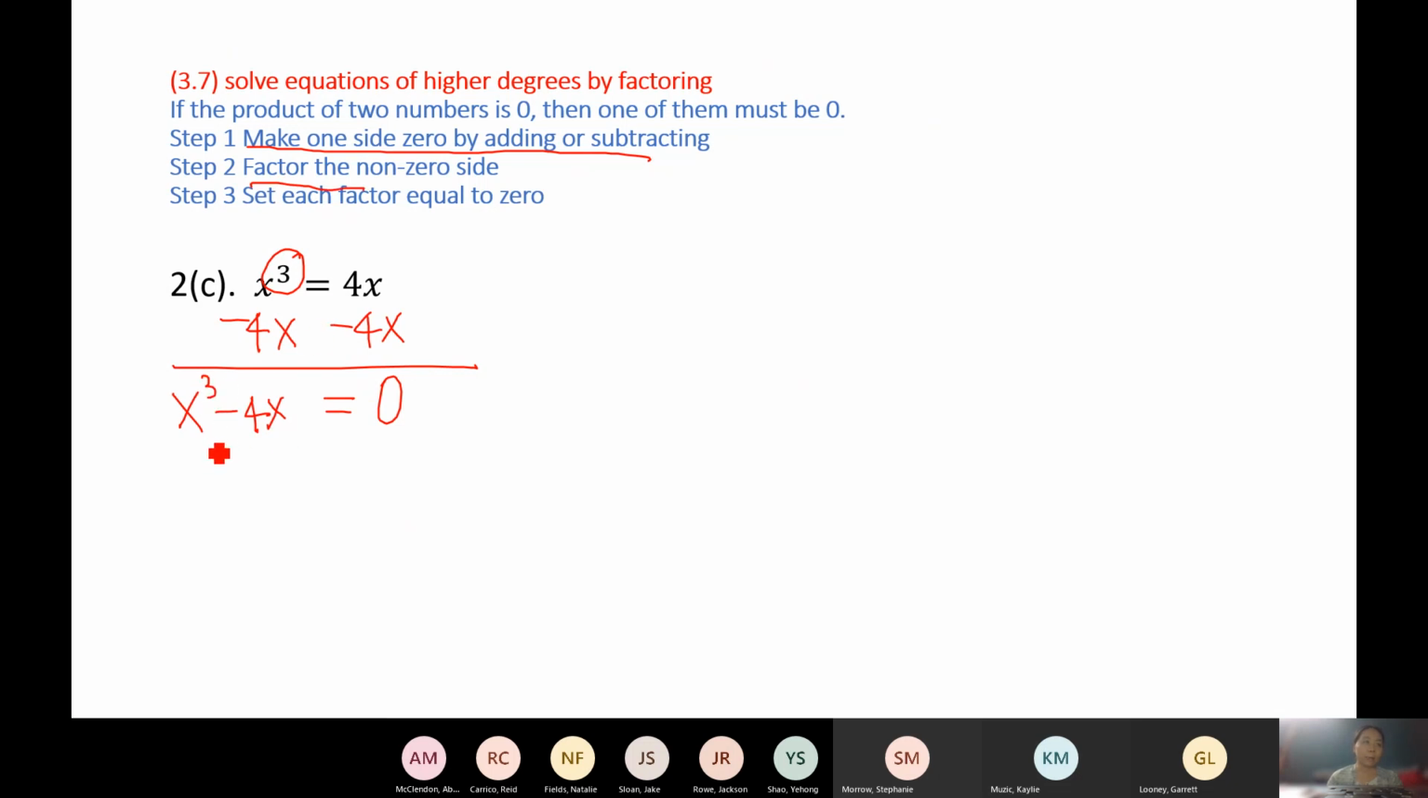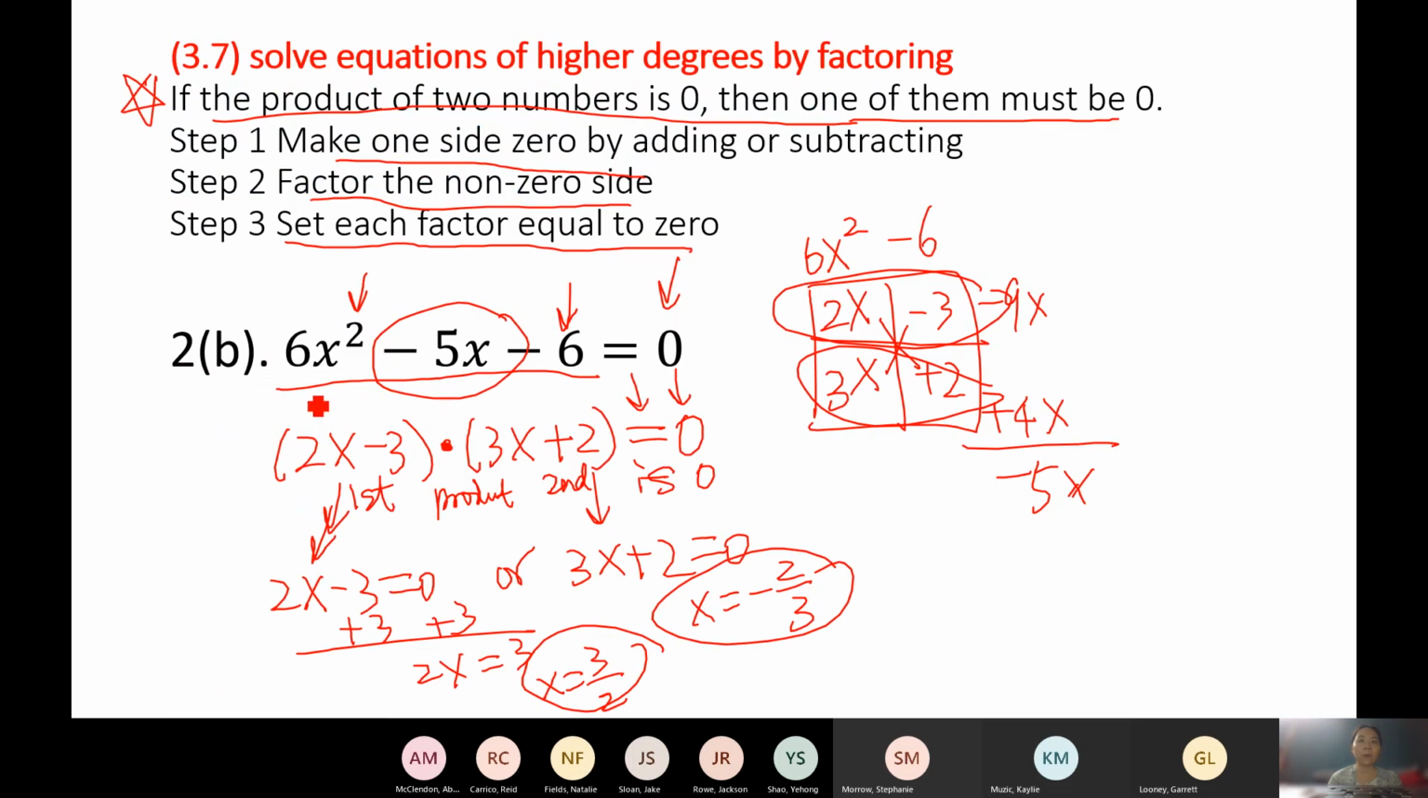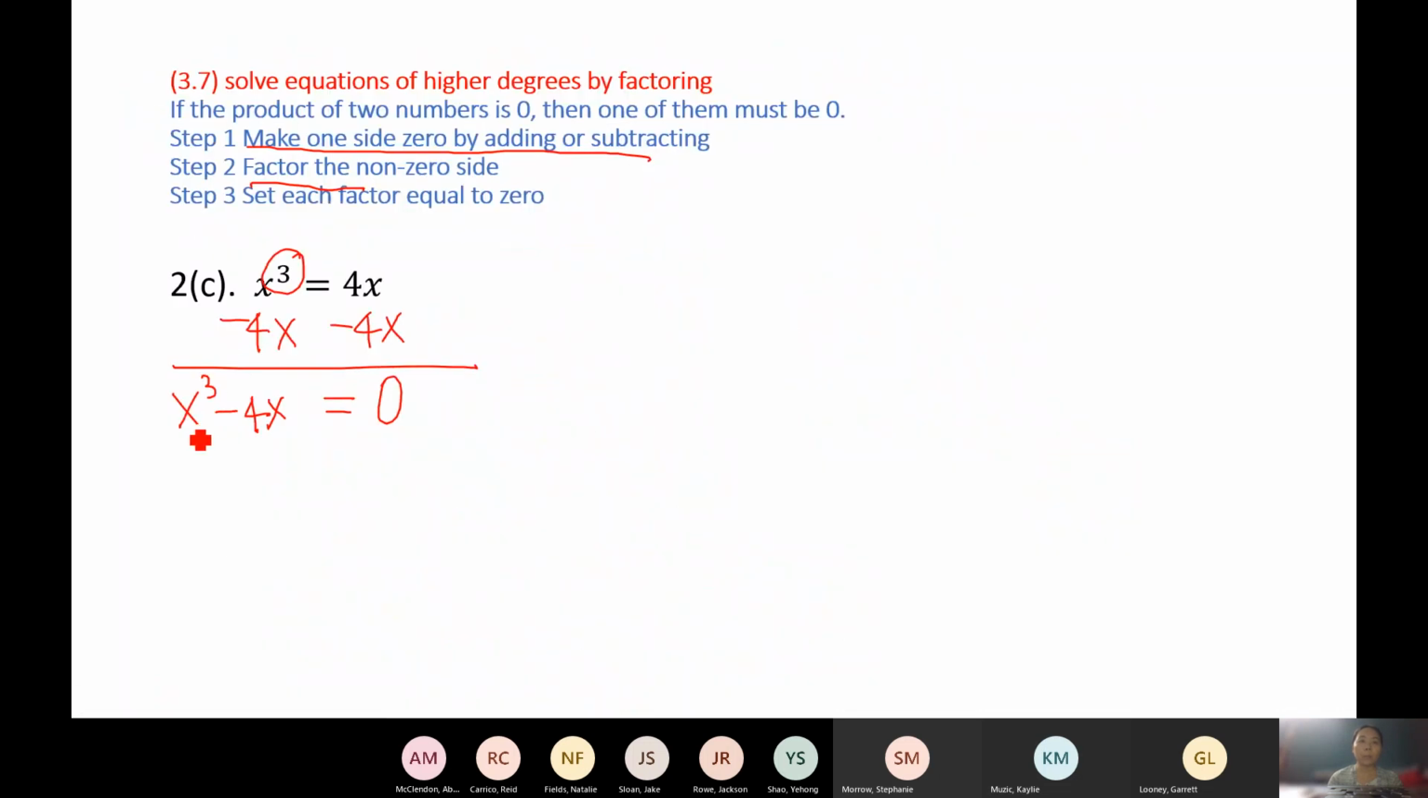Start with GCF. In the previous question, there's no GCF. 6, 5, 6, nothing in common. X squared, no x in common. So that's why I just did a trinomial. But in this case, we do have x in common. Factor that out. You can divide them by x, and to get the other one, x cubed divided by x is x squared, and minus 4 equals 0.